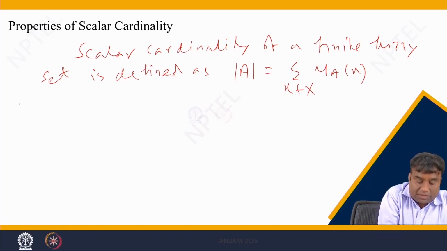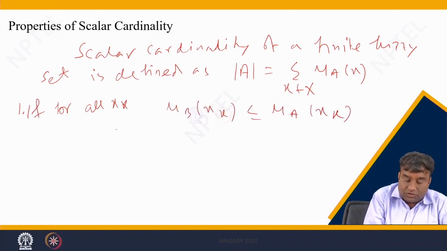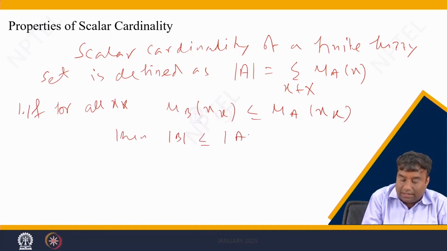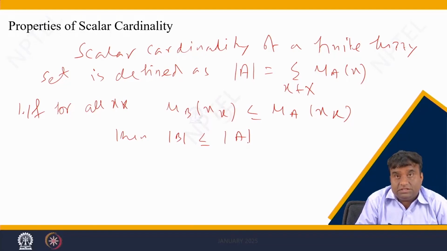So the first property is that if mu B xk is less than or equal to mu A xk for all k, then the cardinality of B should be less than or equal to the cardinality of A. I mean, for each element the membership function of B is less than or equal to the membership function of A.